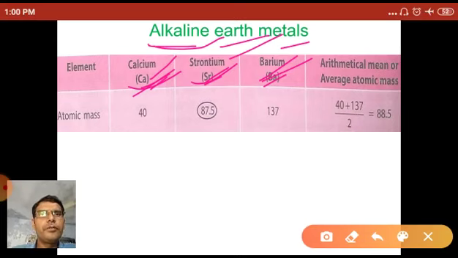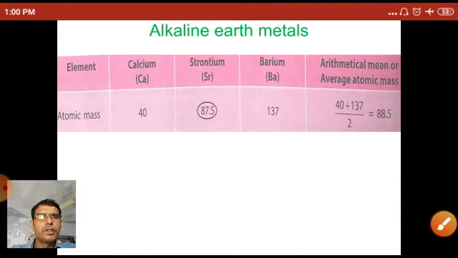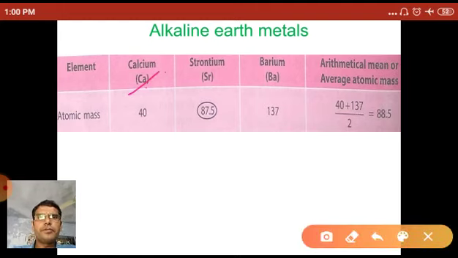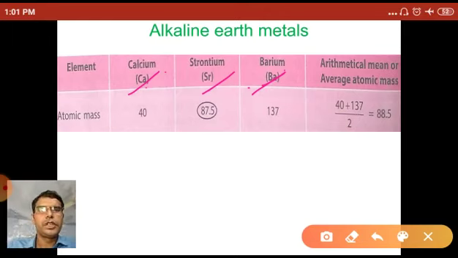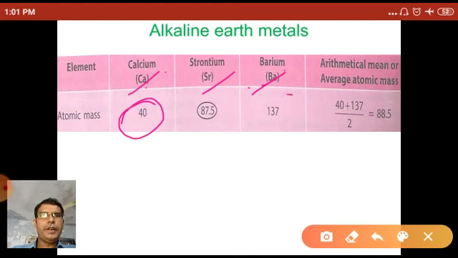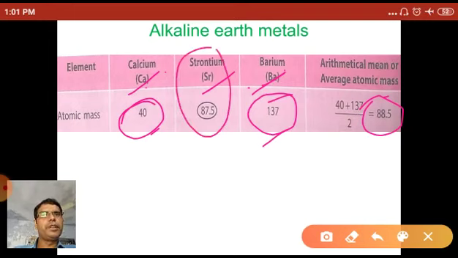So these three metals are called the alkaline earth metals. The first element is calcium, the second is strontium, and the third is barium. They are arranged as three elements in a triad. The average of the atomic mass of the first element and the atomic mass of the third element is approximately equal to the atomic mass of the middle element.